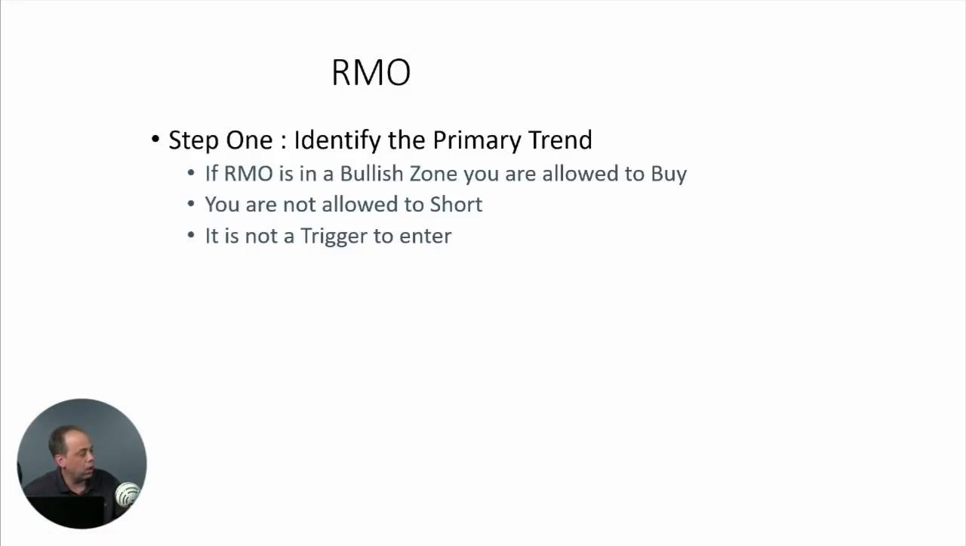Okay. And again, to just kind of recap that rule, if your RMO is bullish, you're allowed to buy. You're not allowed to short. It's not a trigger. If it's bearish, you're not allowed to go long. You can only go short. And again, it's not a trigger, so you don't get in just because of that.